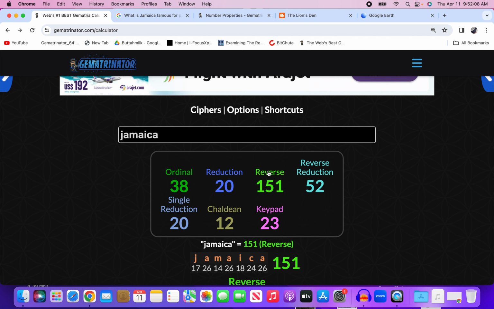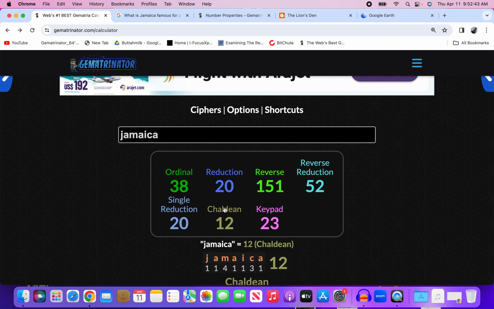And then there's something called reverse, which is the alphabetical order reversed, where A would be the 26th letter of the alphabet, and Z would be the first. So you add it up, and it equals 151. And then there's something called reverse reduction, which follows the rules of numerology, which bust everything down to a single digit. Then there's the S exception, or single reduction. It doesn't matter with Jamaica, there's no S, but S can be expressed as the 19th letter of the alphabet, the 10th letter, 1 and 9 is 10, or the first.